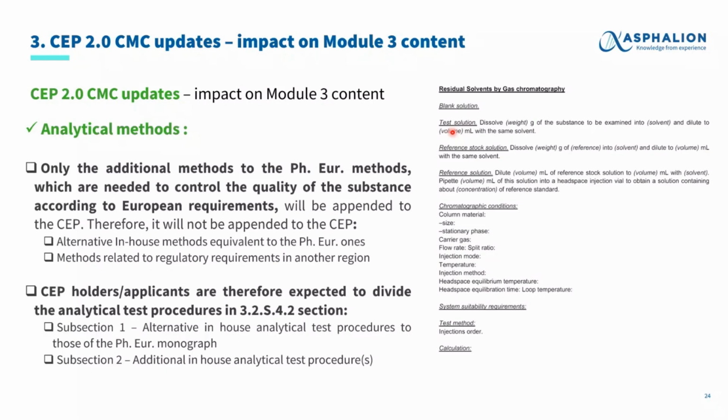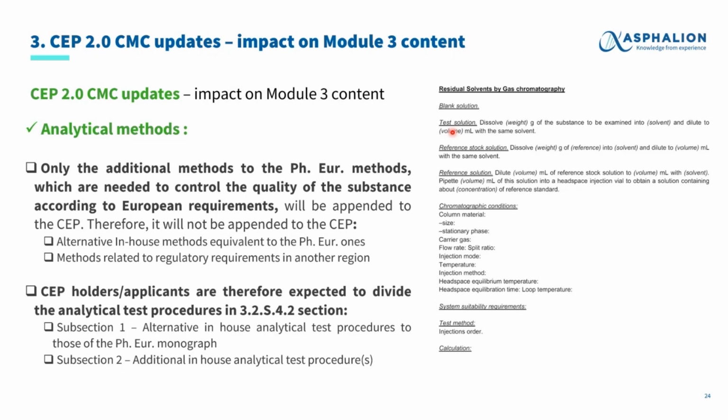And related to the analytical methods, as we said before, only additional methods to the ones of the Ph. Eur. monograph of the drug substance, that are needed to control the quality of the substance, are going to be appended to the CEP. So the alternative in-house method equivalent to the Ph. Eur. ones, or the method related to the regulatory requirements in another region, are not going to be appended to the CEP.